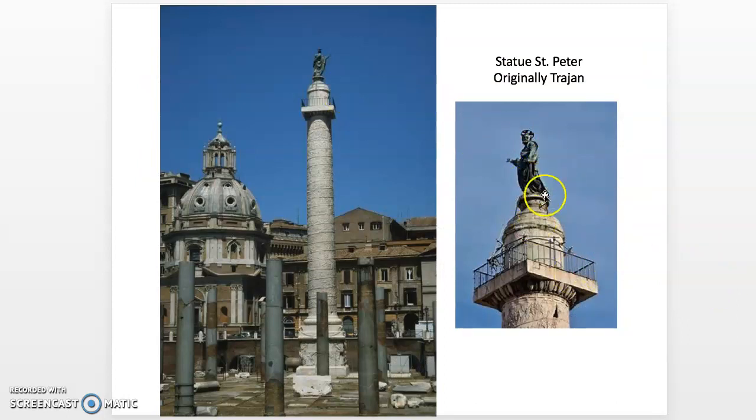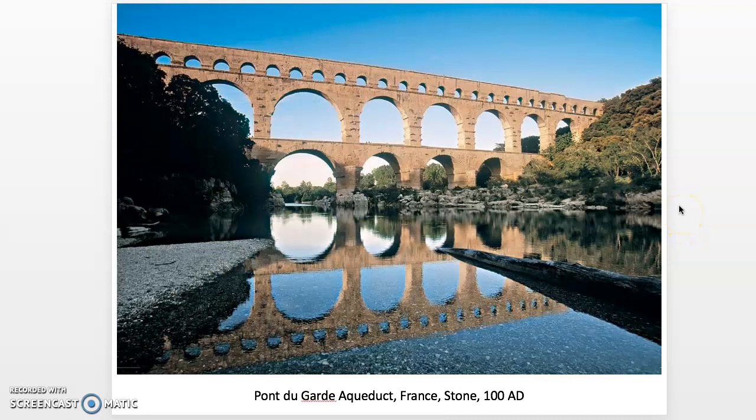And this is the statue on top of it now, St. Peter, because Rome has the Vatican close by. But originally it would have been the actual emperor himself on top.